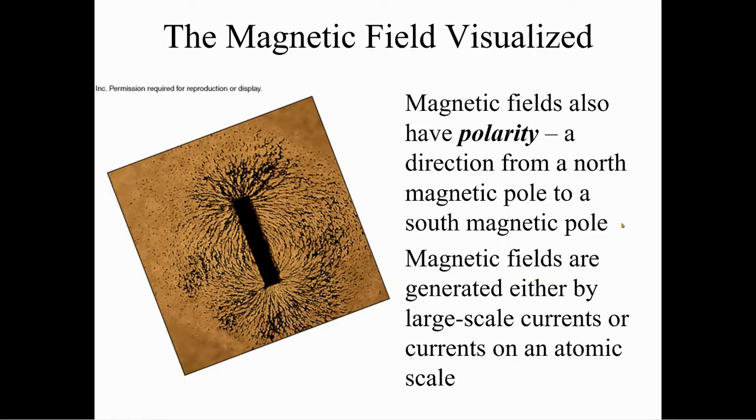Magnetic field visualized. Magnetic fields also have polarity, a direction from a north magnetic pole to a south magnetic pole. Magnetic fields are generated either by large-scale currents or currents on an atomic scale. This is a cool thing, too, and we're not sure. This is one of those things in science. Since there's a magnet on the screen here, if I divide this bar magnet in half, I have a north and a south pole, a magnetic north and a magnetic south.